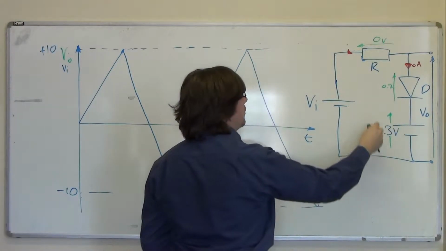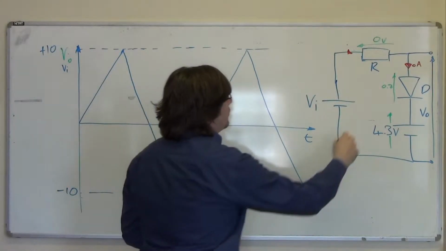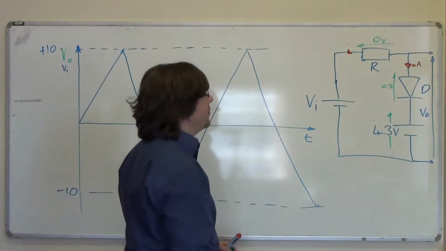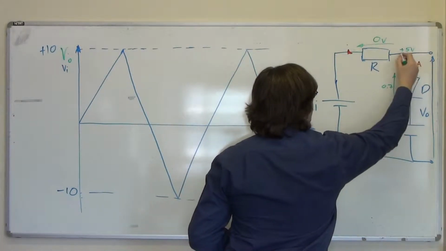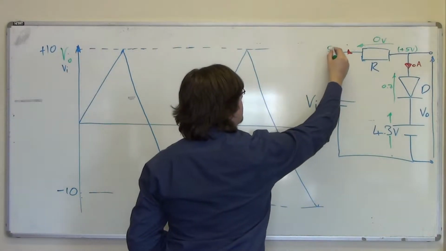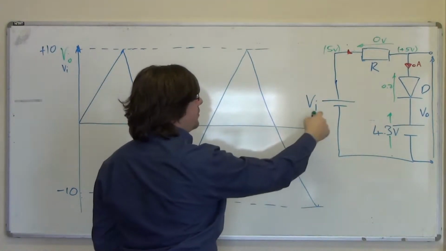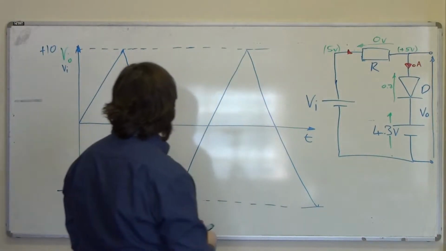And if that's the case, then we've got 4.3 volts here across due to the source, and 0.7 volts across the diode. So across these two, from there to the reference, we'll have to have 5 volts. So this needs to be a plus 5 volts. And there's no voltage there, so this will have to be a plus 5 volts as well. So when VI is 5 volts, the diode is on the point of conduction.